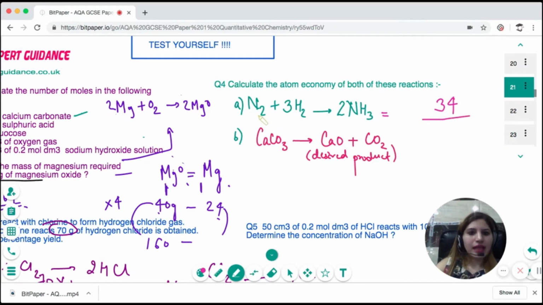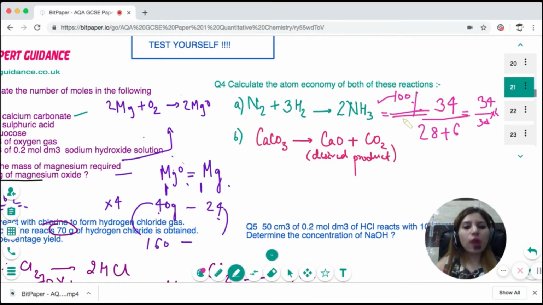Okay, and what is the mass of the product? That is 28 plus 6, which is also 34. So 34 over 34 times 100. This reaction has 100% atom economy, and that makes sense as well because it is making only one product, which is desired. So the percent atom economy has to be 100%.